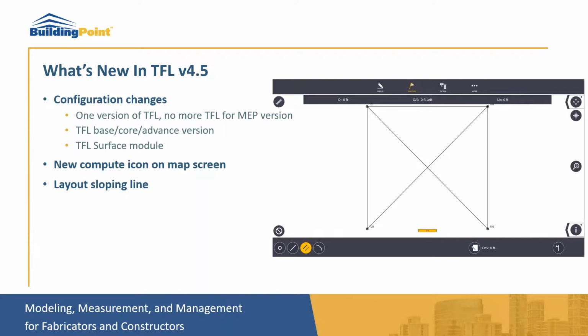So we can now lay out sloping lines with TFL, and we can also bring in an offset. You can see at the bottom of the main screen, we have an offset input form where we can go, and if we want to offset our line, we just need to enter the value, and the line will be staked with that offset.